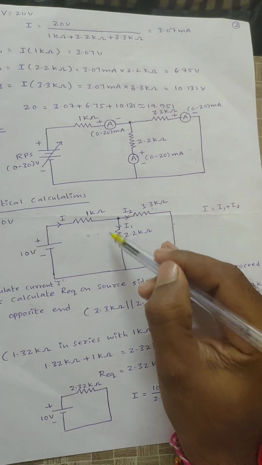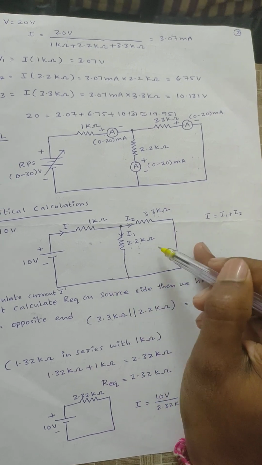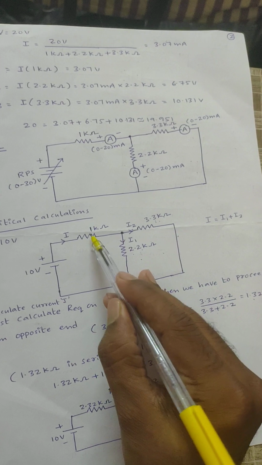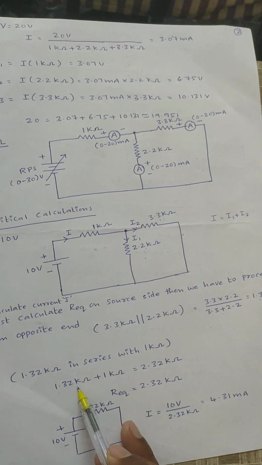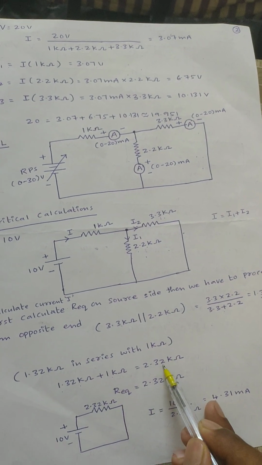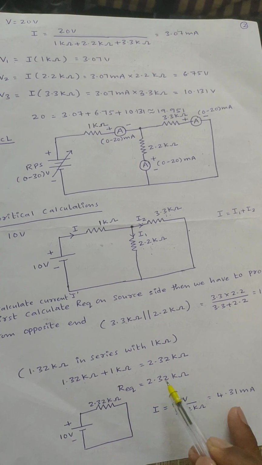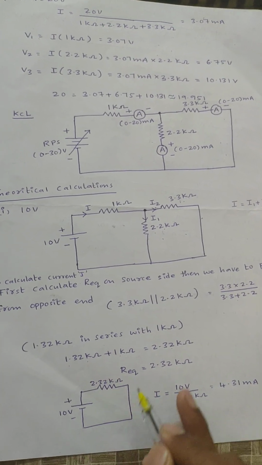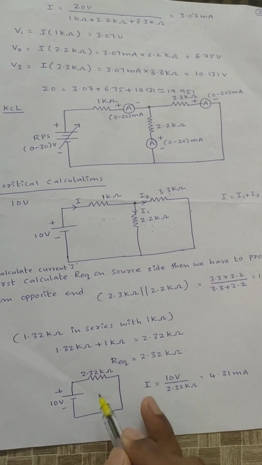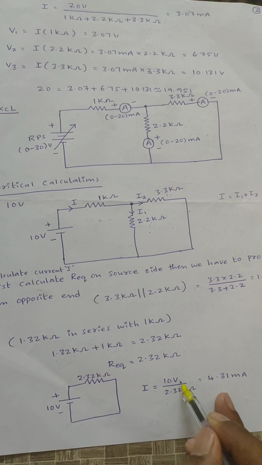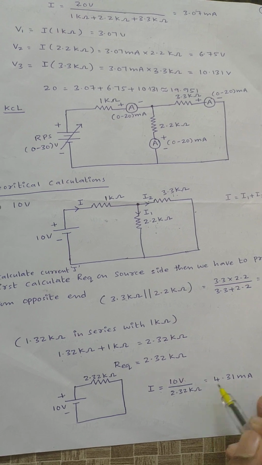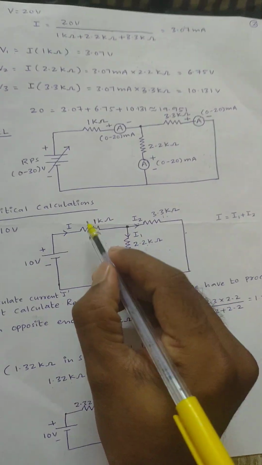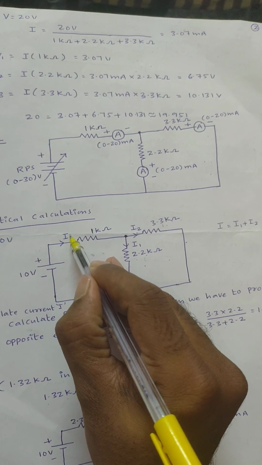After that, these two resistors are replaced by a single resistor. This equivalent resistance will be connected in series with 1 kilo ohm. Then 1.32 kilo ohm plus 1 kilo ohm is 2.32 kilo ohm. That is, R equivalent is 2.32 kilo ohm. After calculating R equivalent, calculate total current I, that is 10 volts divided by 2.32 kilo ohm. Then I get current as 4.31 milliamperes. That means the total current calculation is completed.